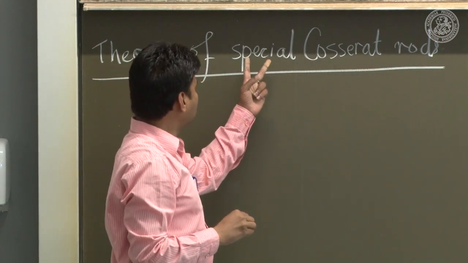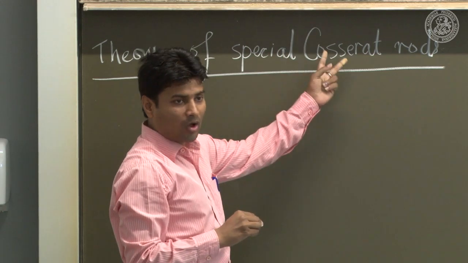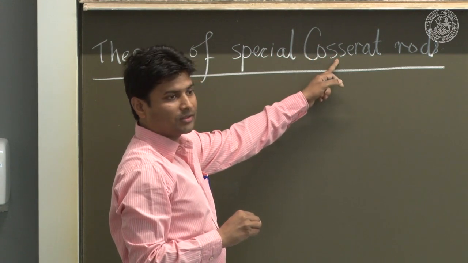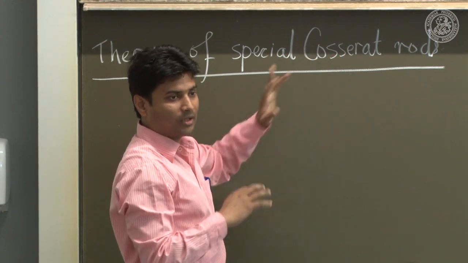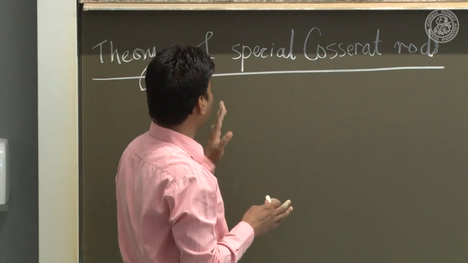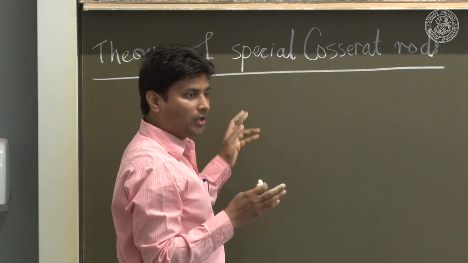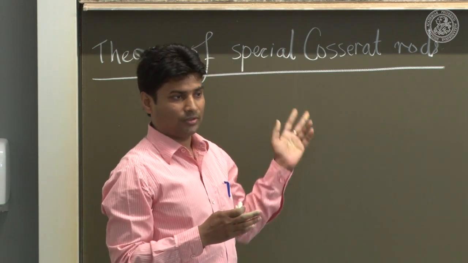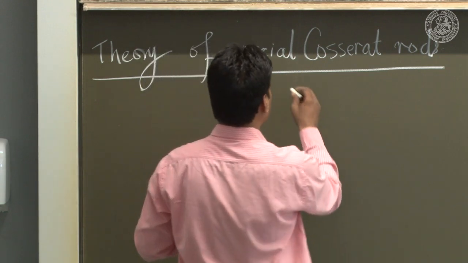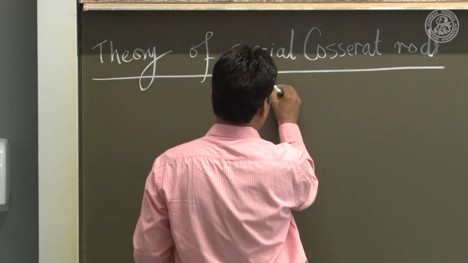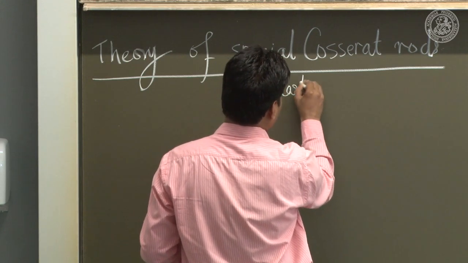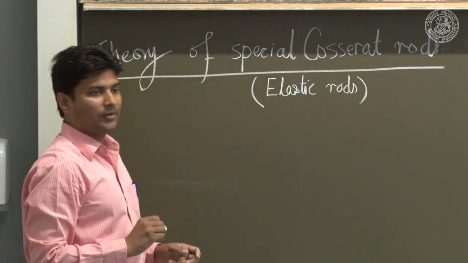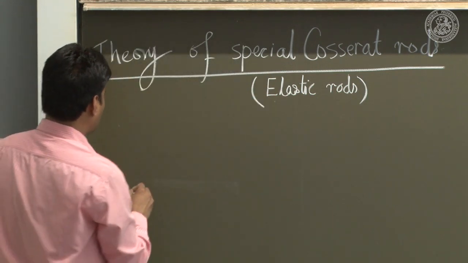Here you have two words, special Cosserat rod. So why is it special, why is it Cosserat rod? I'll tell you about it as we proceed. But for now, you just think that we are going to learn a theory in which we will also take care of the large rotations. Okay? If you want, you can just say theory of elastic rods.